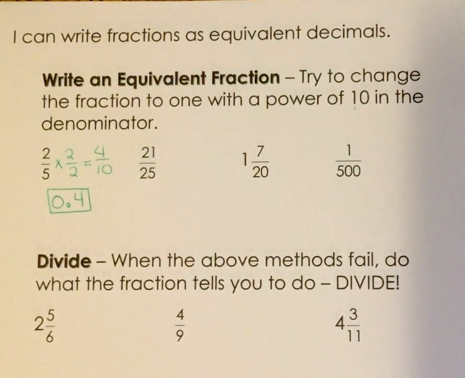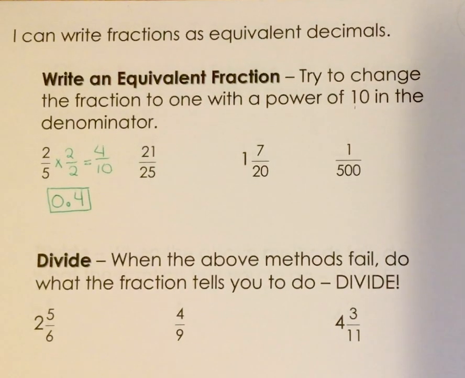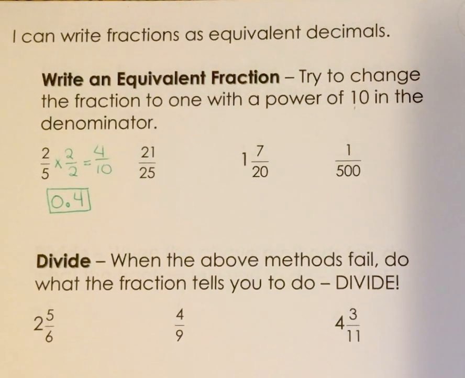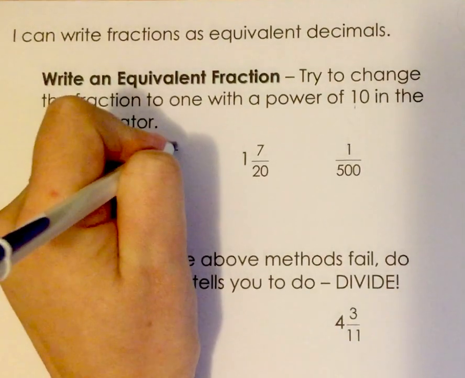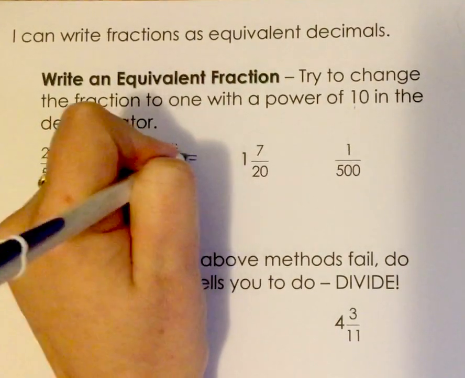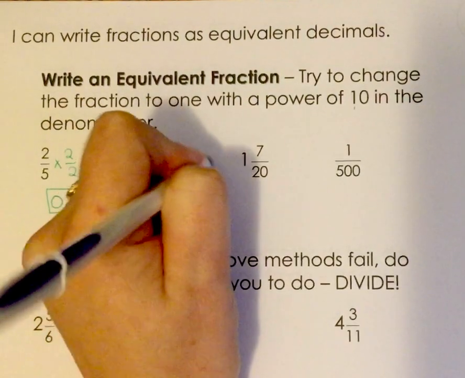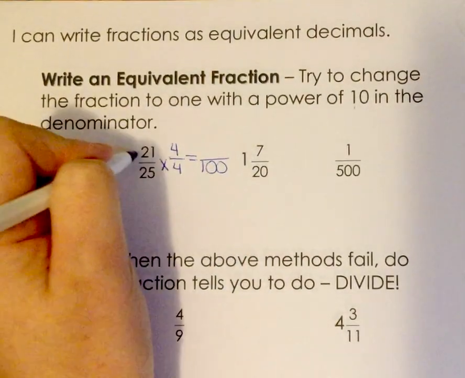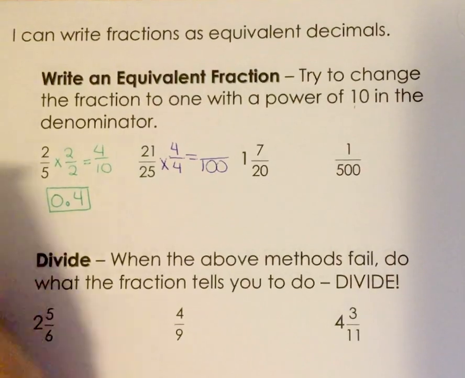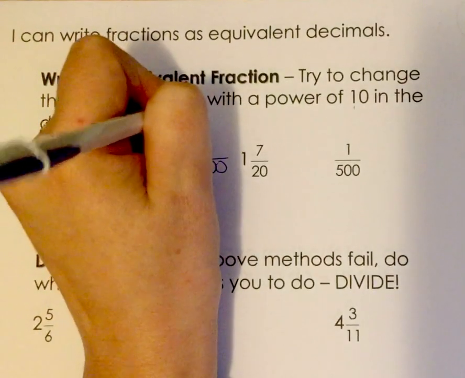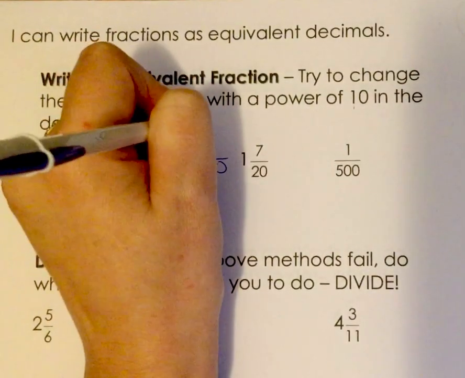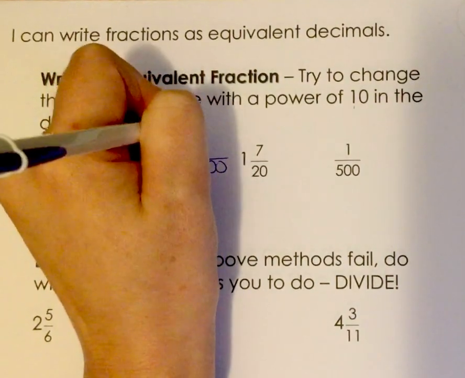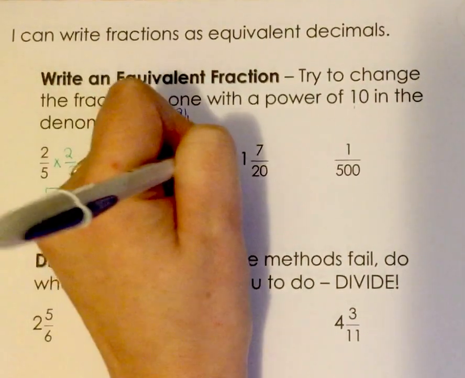Okay, let's try another one. Let's do the next one. It says 21/25. So 25. Well, I know that 25 times 4 is 100. So I'm going to multiply both of these, numerator and the denominator, by 4. And 25 times 4 is 100, and then I have to do 21 times 4. If you don't know what 21 times 4 is, just do the math up here at the top, work it out. 1 times 4 is 4, 2 times 4 is 8, 84.